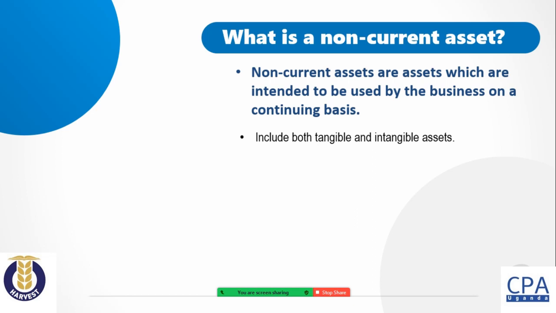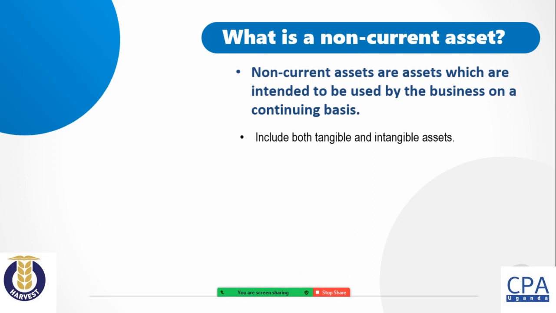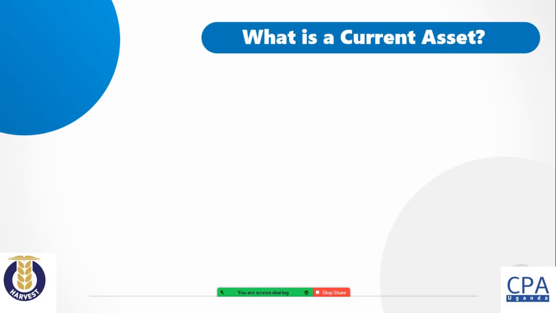Now, non-current assets cover both tangible and intangible assets. It means that any other asset that does not meet the definition of a non-current asset is going to be referred to as a current asset.